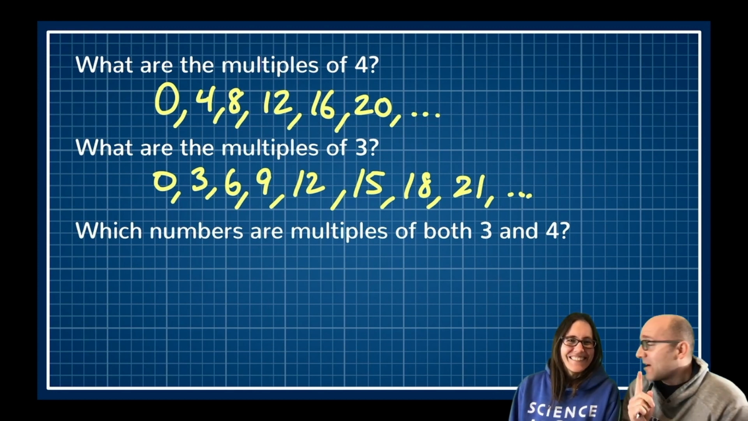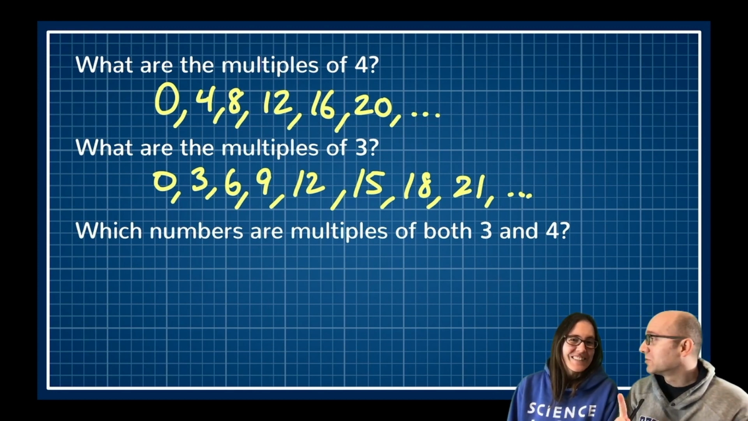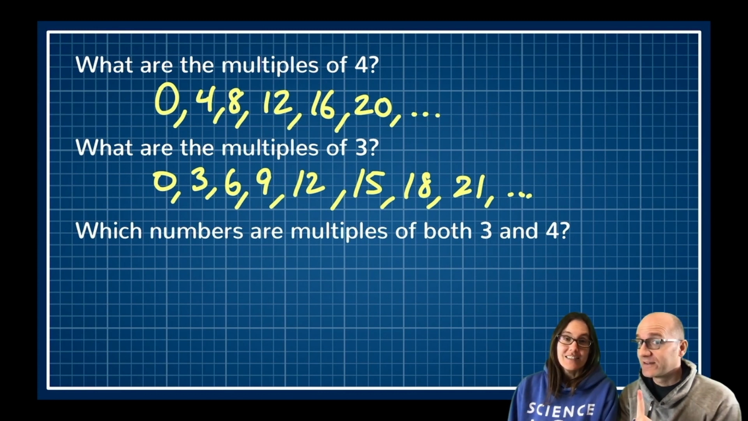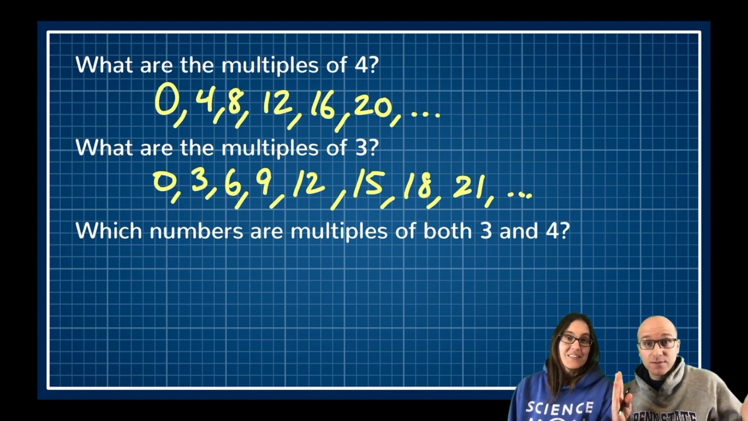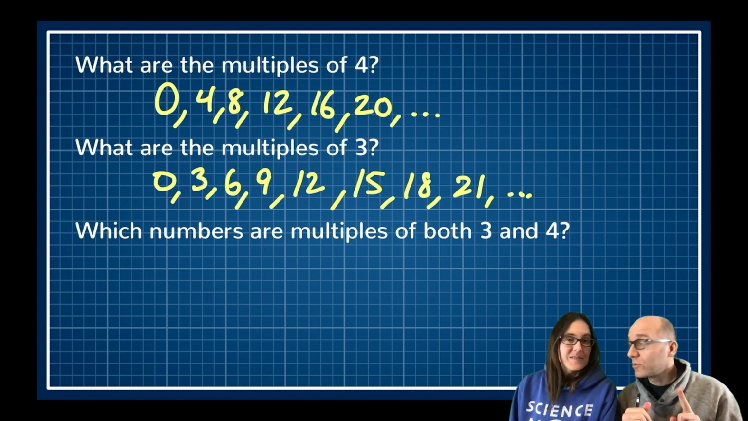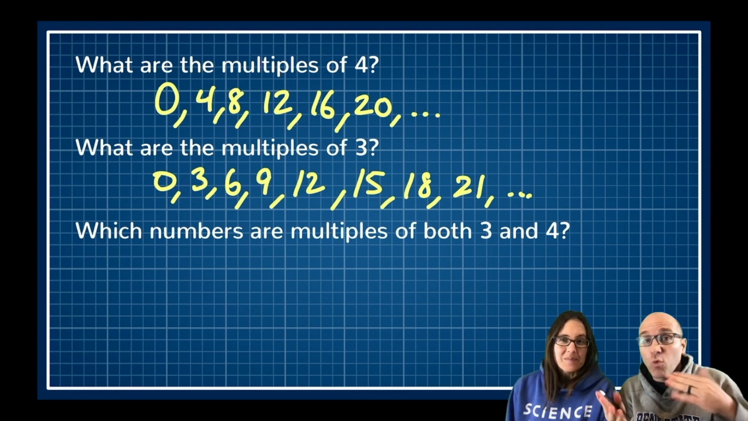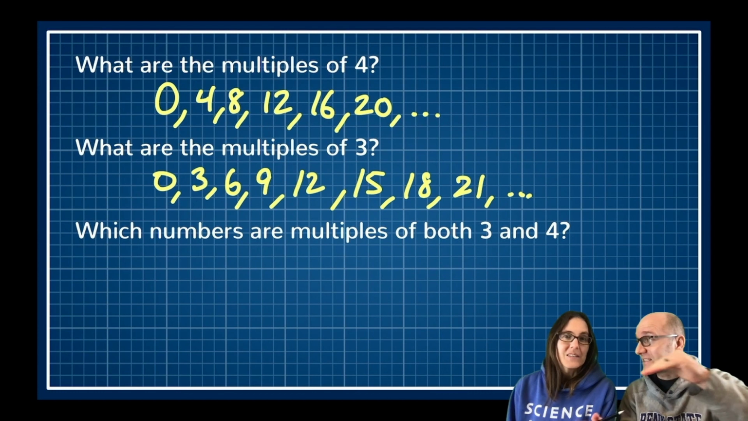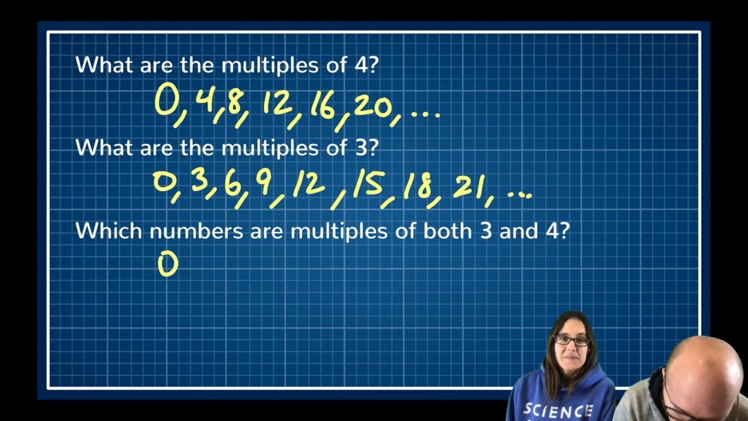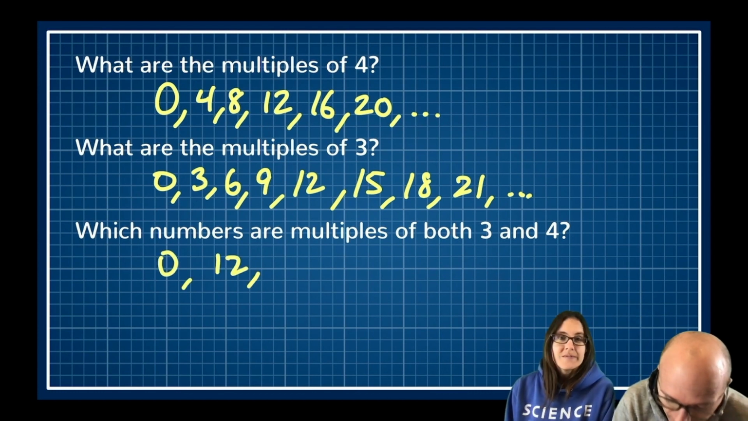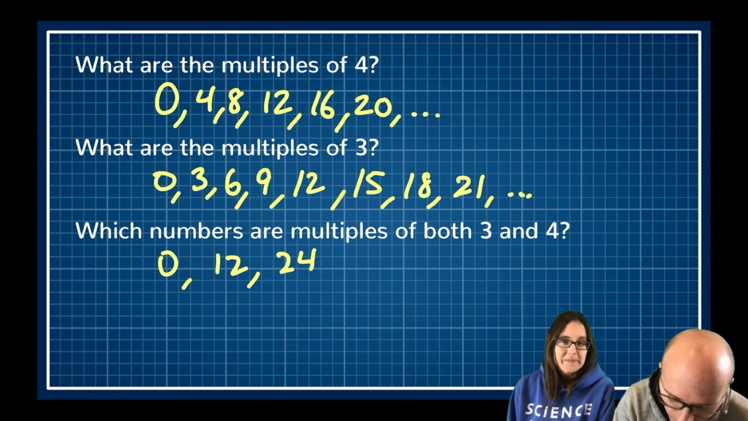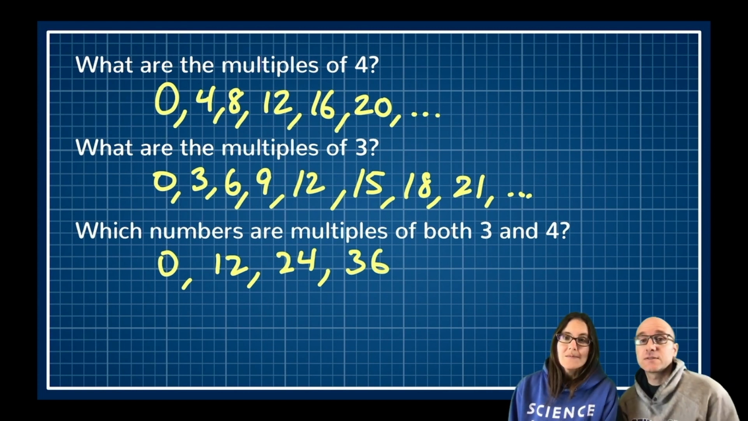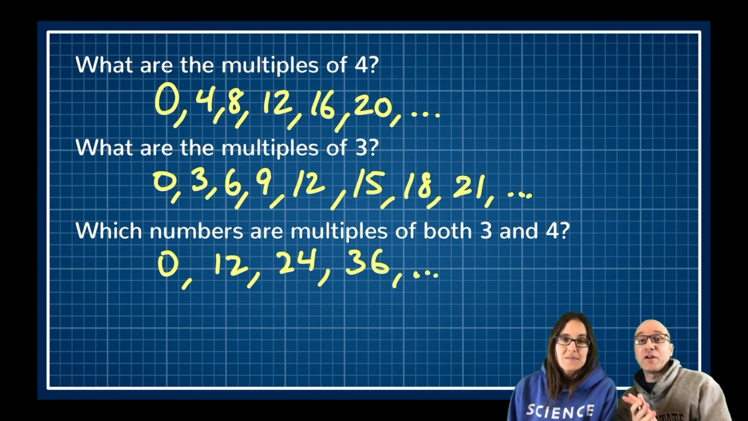All right, now, harder question. Which numbers are multiples of both 3 and 4? Is it the same thing as asking what numbers are multiples of 12, or is it not the same? You already figured out the answer. Yes, it is the same as asking what are the multiples of 12, or it's the same as saying what numbers showed up in both lists. So 0 definitely showed up in both lists. 12. And then I didn't write it, but the next number in both lists would have been 24. And then 36. And this would go on and on.